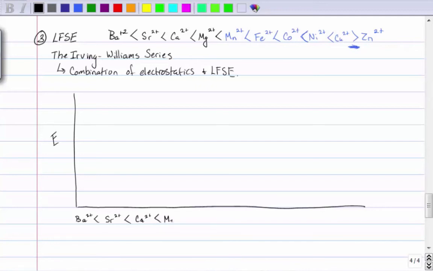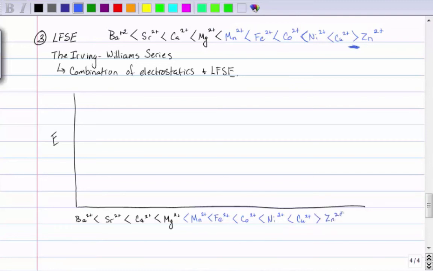What does that do? Wait, zinc is not more stable because it's d10. Yes, the fact that it's d10 makes it less stable than copper because it doesn't have any ligand field stabilization energy. Oh, right.